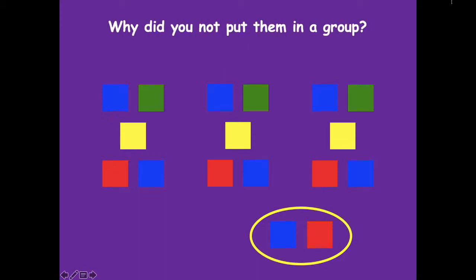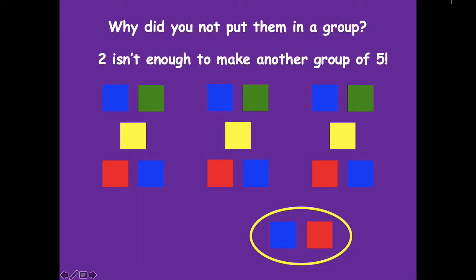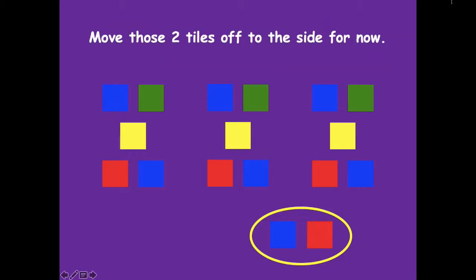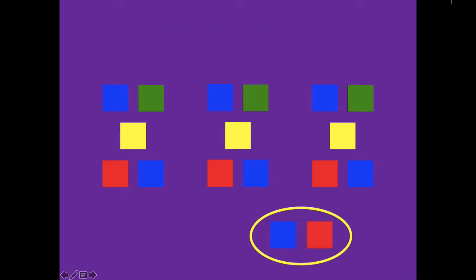Why did you not put them in a group? Yeah, because 2 isn't enough to make another group of 5. So if I would have added them to another group, that would have been 6 in a group, but I had to make groups of 5. So let's move those 2 tiles off to the side for now. So just make them go away. You should be left with 3 groups of 5.